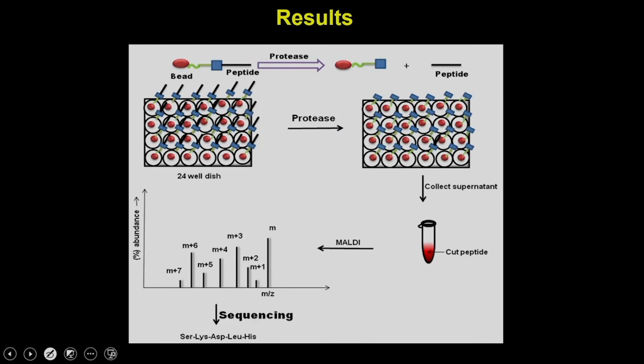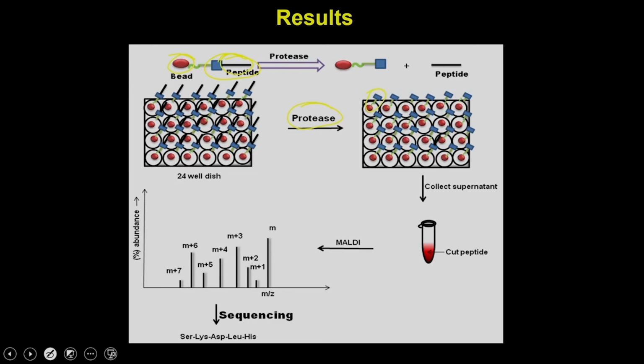So, in a typical experiment you have a peptide sequence attached to a matrix, and you have different such peptides present in a 24-well dish. Then you treat it with the protease. What will happen is this peptide sequence is going to be chewed off by the protease, and what is left over is the remaining peptide sequence.